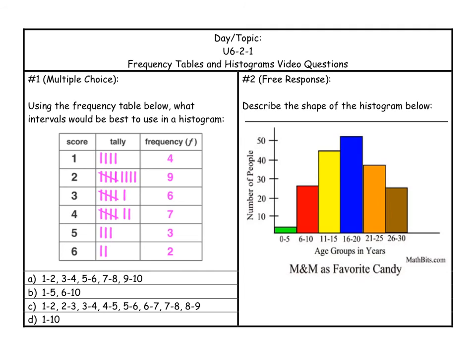Okay, now it's your turn to answer multiple choice question number 1 using the frequency table below. What intervals will best be used in a histogram for this data? And number 2, describe the shape of the histogram below. So again, we looked at mound-shaped, we looked at skewed left, we looked at skewed right, and we looked at uniform.